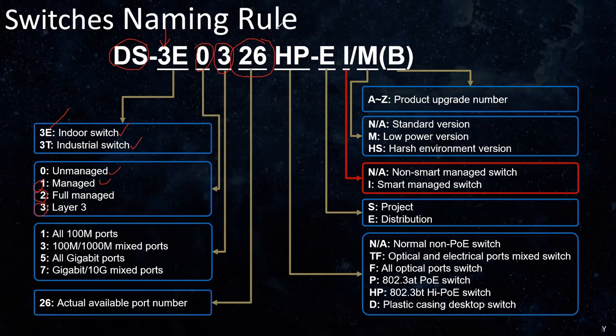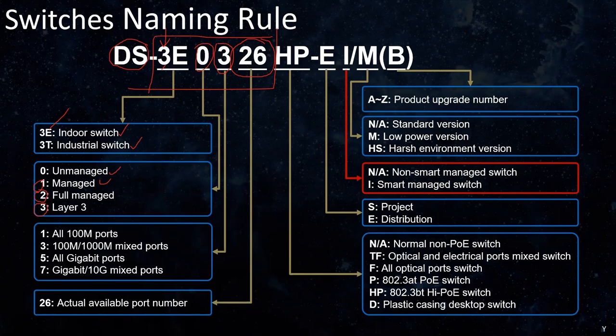So now I think this part is very clear to you. For the first 6 digits, 3 is very clear. It is straightforward. It stands for switches. Then if you have E or T, it's either indoor or industrial. Then there's a number 0, 1, 2, 3. That will be the functionality of the switch, whether it's unmanaged, managed, full managed, or layer 3 switch. Then finally, after the categorization, we have the port mix, whether it's 10 to 100 ports, or 100 to 1000 ports, or 10G ports. So you can get an idea. And finally, you have the number of ports.